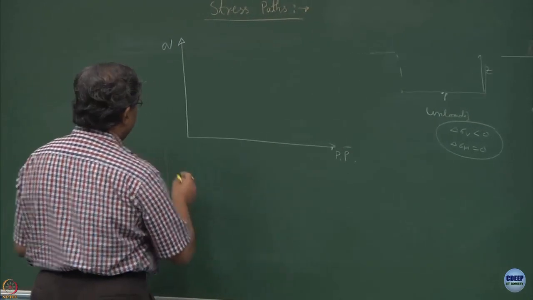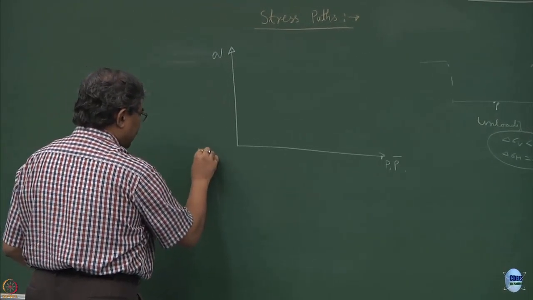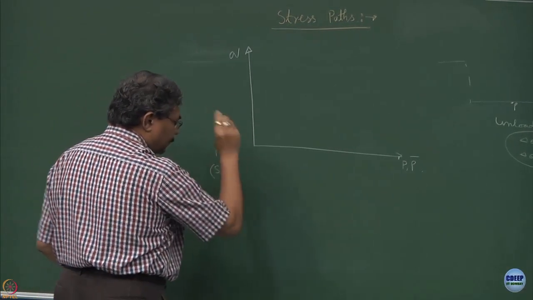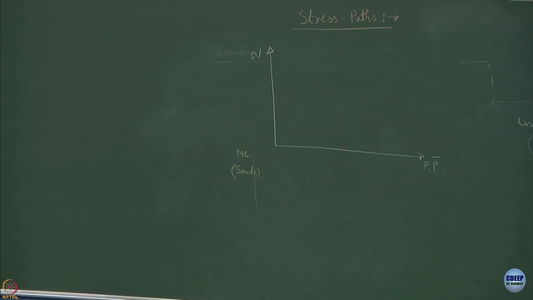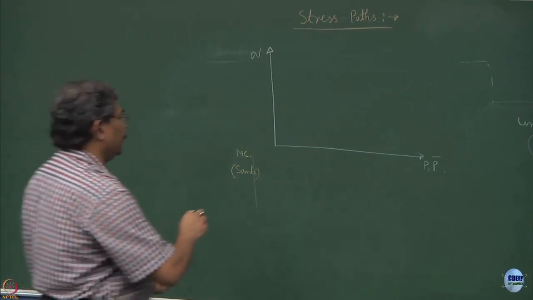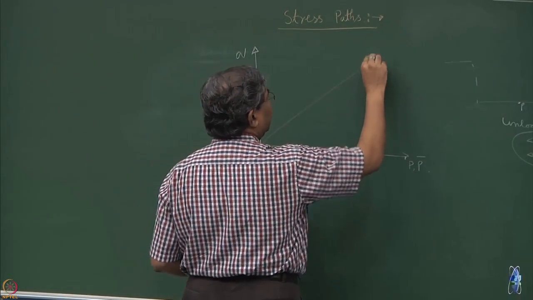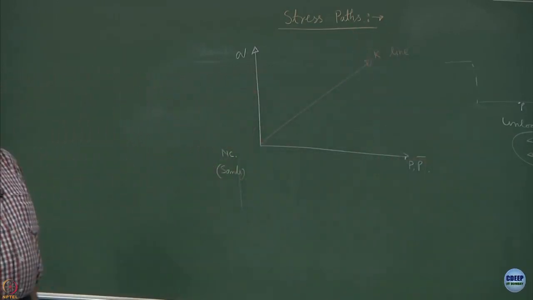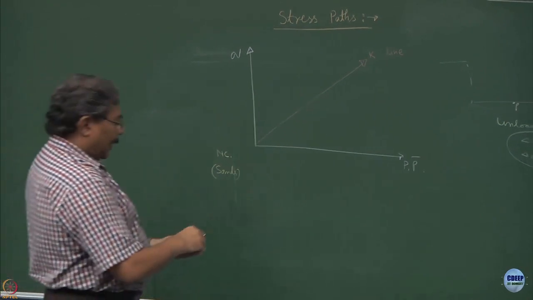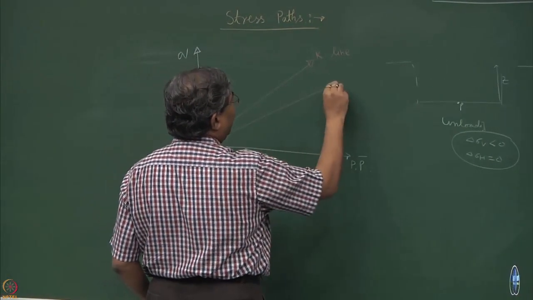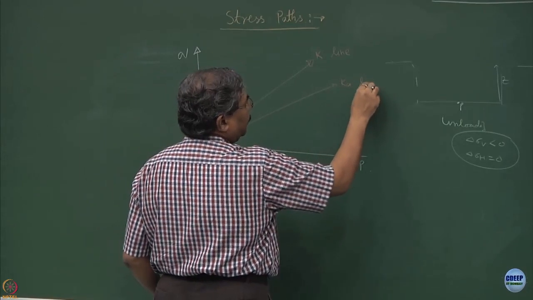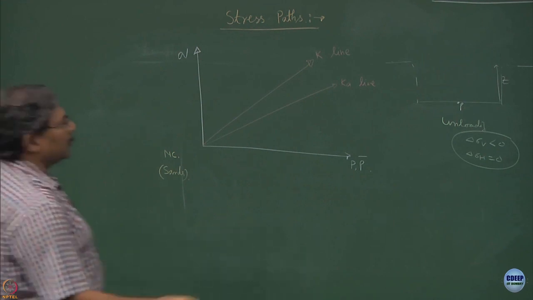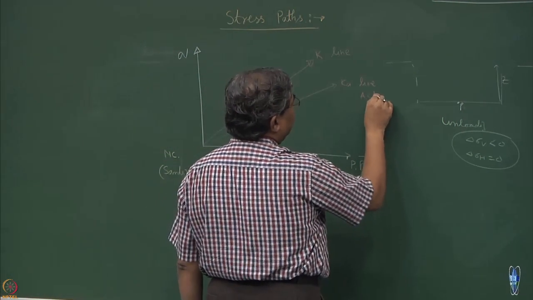If I am working with, let us say, NC material or sands, what is going to happen? The friction angle is, this is going to be the KF line. Is this part okay? The line just below this is going to be the KA line, and this KA corresponds to active earth pressure.